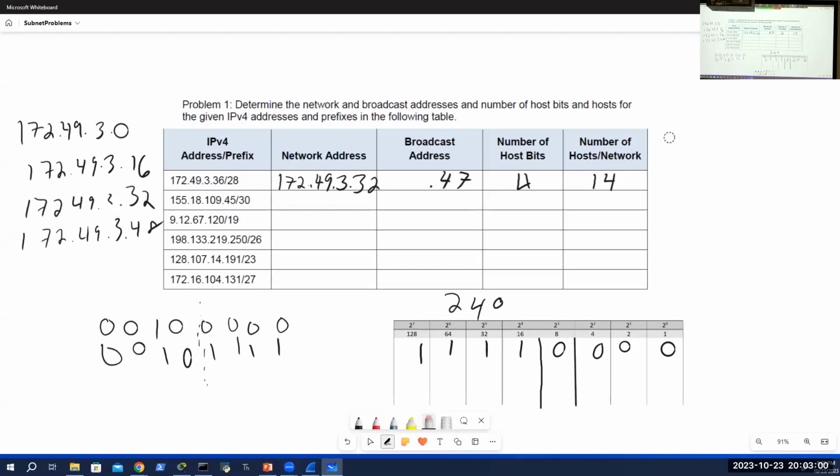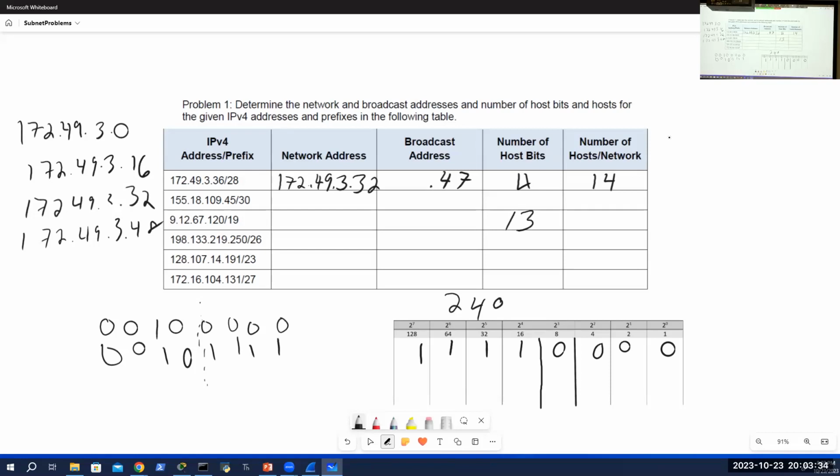Okay, let's do one more. Let's do the third one, 9.12.67.120/19. The first thing is, how many host bits do we have? 13. Yeah, 13 host bits.